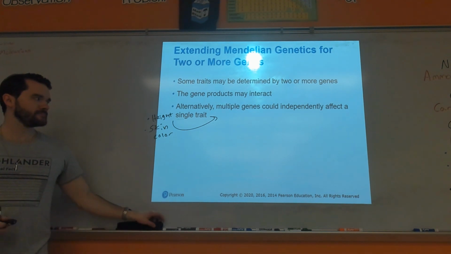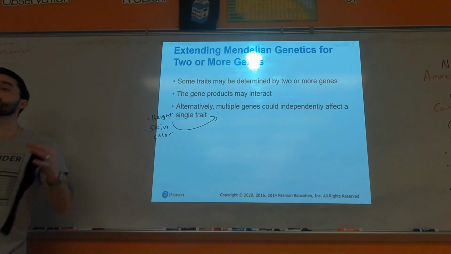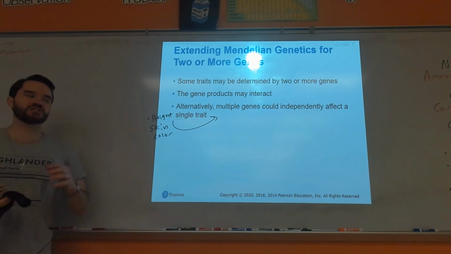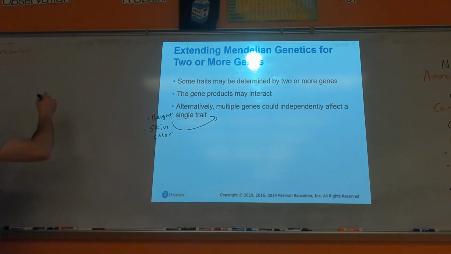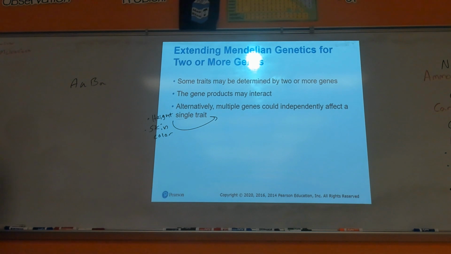Okay. And that's why you can get people with really, really dark skin or really, really light skin or somewhere in between, because there's multiple genes. When I say multiple genes, I'm talking about multiple sets of letters. You could have like 15 different kinds of letters that might just affect height.